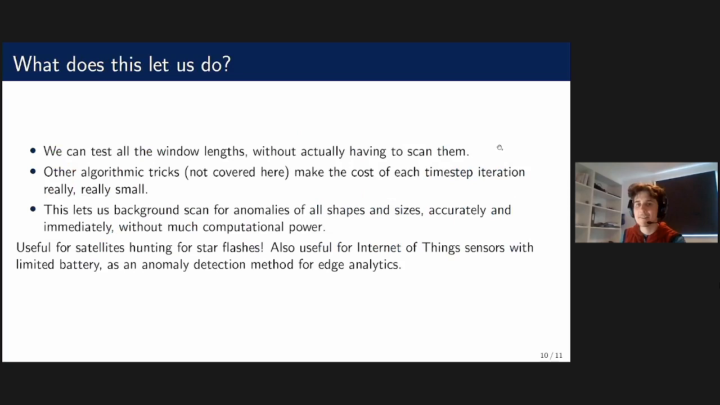I have a variety of other algorithmic tricks, which I can't cover in this talk, that make the cost of each time step iteration really, really small. And we can scan for all shapes and sizes without using computational power. So we can hunt for star flashes like this, and it's also very useful on any kind of Internet of Things sensor method where we have a limited battery that we're trying not to drain, and we're trying to find anomalies immediately. We really need both of those points.